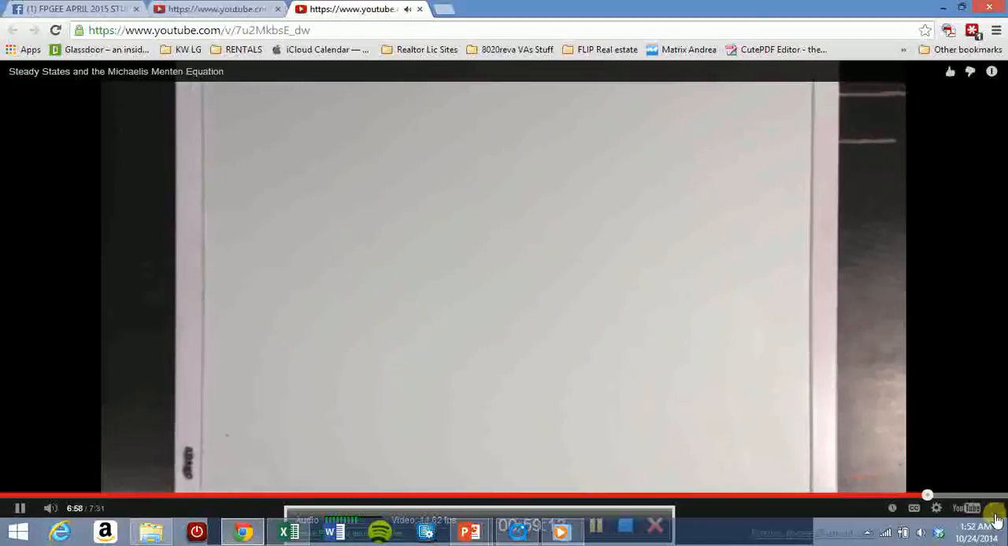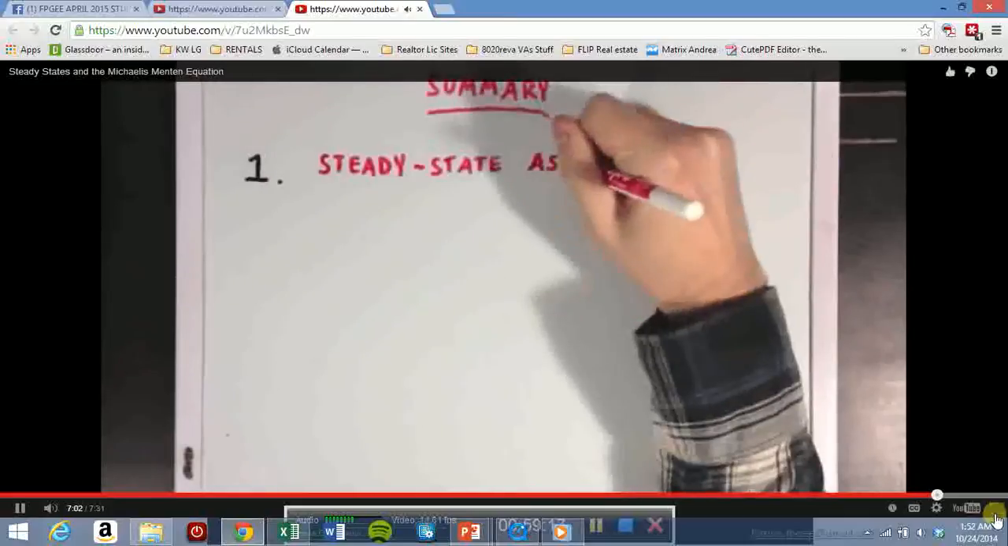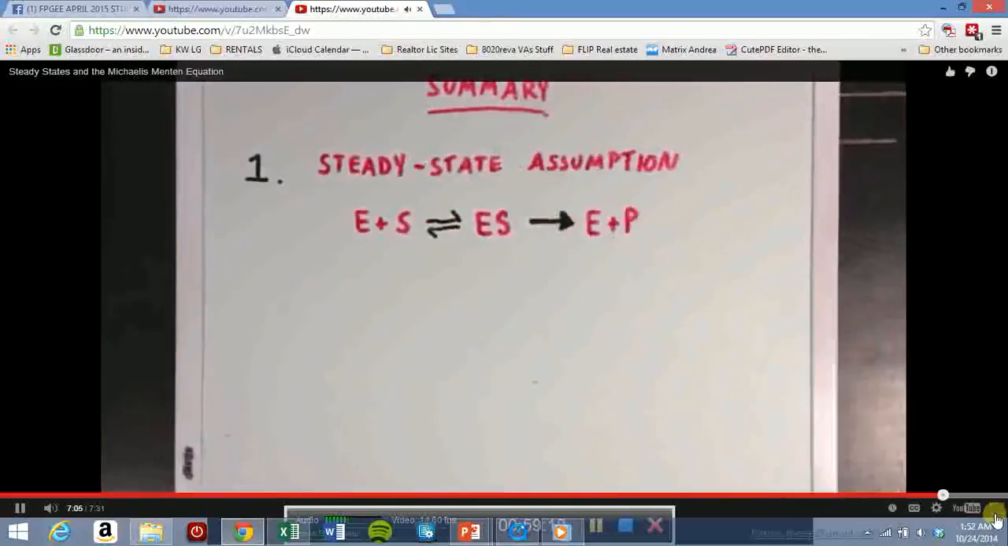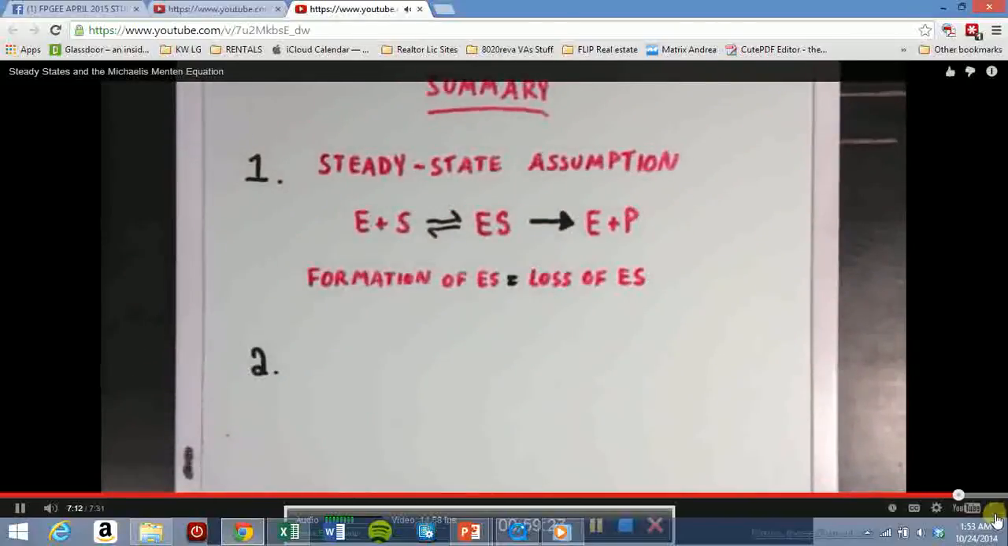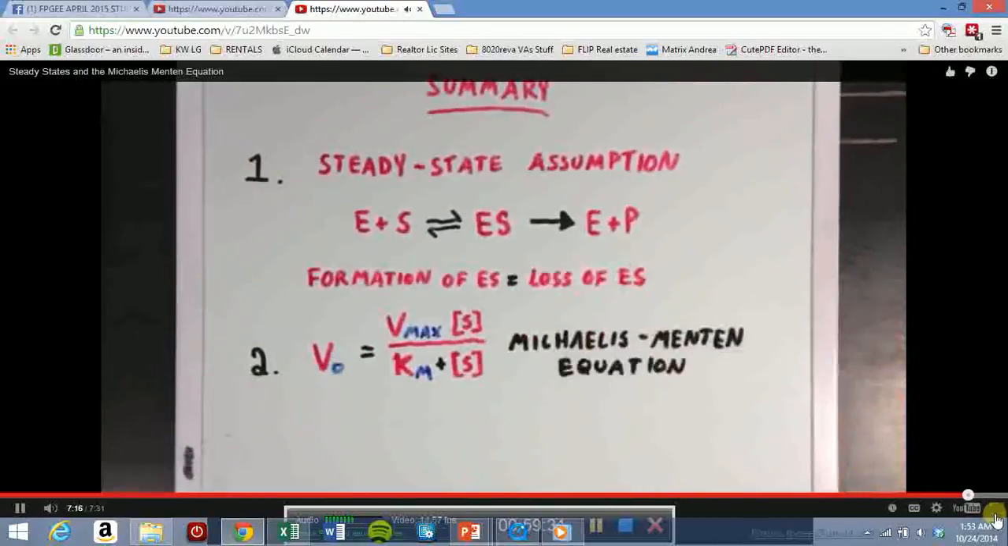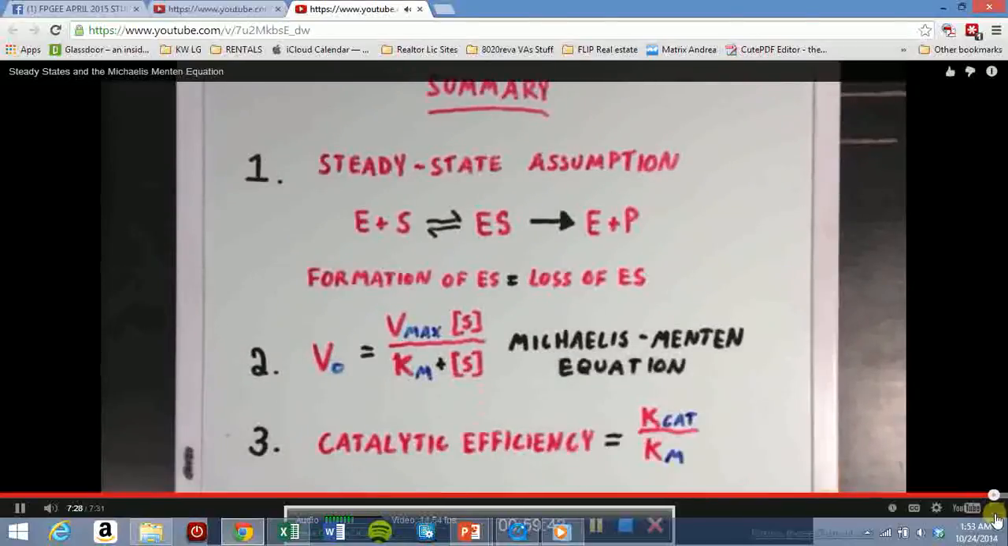So we covered a lot of content in this video, but the really crucial points to remember are first, the idea of the steady state assumption that we make when looking at enzyme kinetics. And this is where we assume that the ES concentration is constant, meaning that the formation and loss of ES are equal. Second, we derived the critically important Michaelis-Menten equation, which you should consider committing to memory. And third, we talked about how you can score how good an enzyme is at speeding up reactions by looking at that enzyme's catalytic efficiency, which is a combination of two new terms we learned about, Kcat and Km.